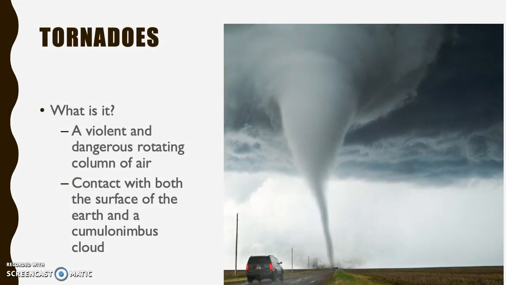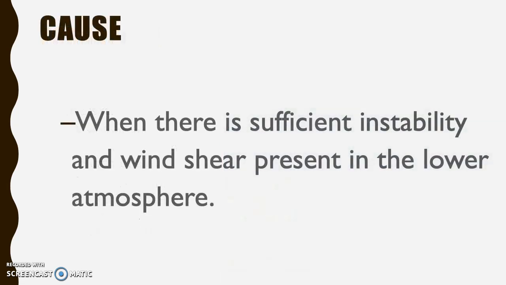Tornadoes. Tornadoes are violent and dangerous rotating columns of air that are in contact with both the surface of the earth and a cumulonimbus cloud. Their speeds are less than 110 miles per hour and they are approximately 250 feet across and travel a few miles before disappearing. What are the causes of tornadoes?